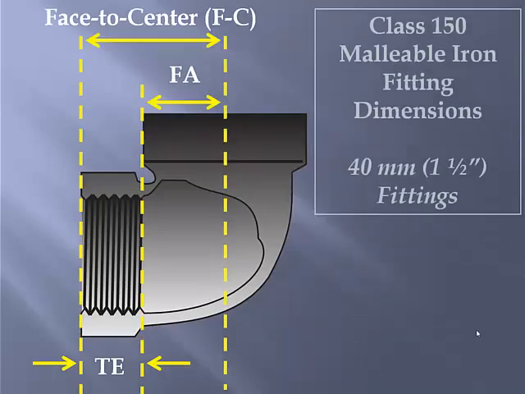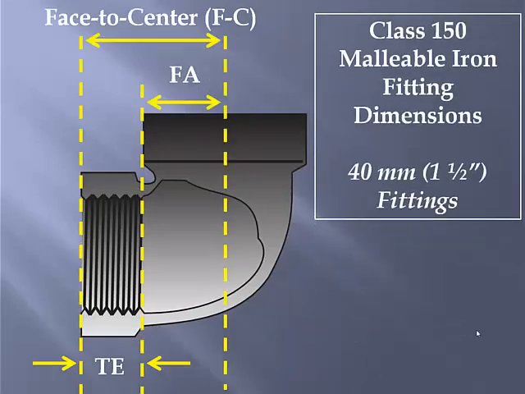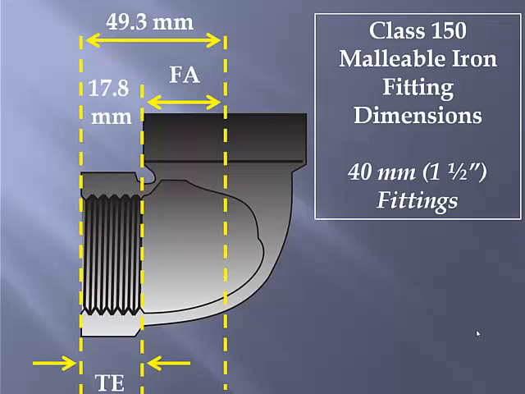So let's take a look at some actual measurements from an 1.5" malleable iron fitting. We're using metric dimensions. So an 1.5" malleable iron fitting is often referred to as a 40 millimeter fitting. So the face to center of a 40 millimeter malleable iron fitting is 49.3 millimeters. The thread engagement is 17.8 millimeters. Again, these dimensions are well published and easily referable.